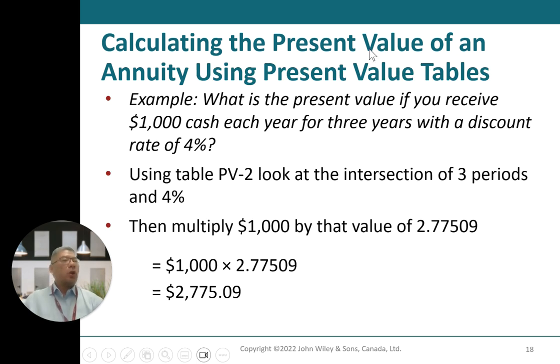Then look at the second slide. Calculating the present value of an annuity using a present value table. When you use the table, you're going to look at the PV of an annuity, at the intersection of 3 periods. So the example is the same thing. Present value of receiving 1,000 each year for the next 3 years, discounted at 4%. So you're going to look at the intersection of period 3 and interest rate of 4%. You're going to multiply 1,000 by 2.77509 in that table. Then you get 2,775.09. That's how you calculate the present value using a present value table.